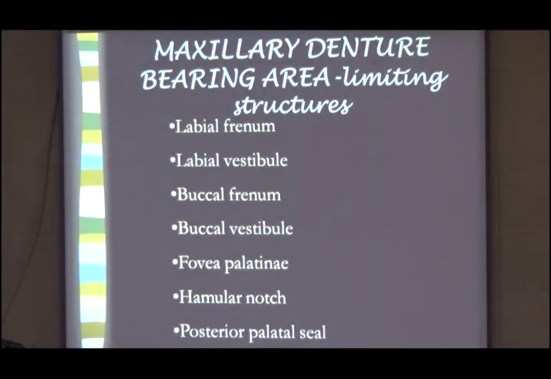So limiting structure, as the name indicates, limiting means it is along the border of your denture. So start from the labial frenum, labial vestibule, buccal vestibule, hamular notch and posterior palatal seal area.